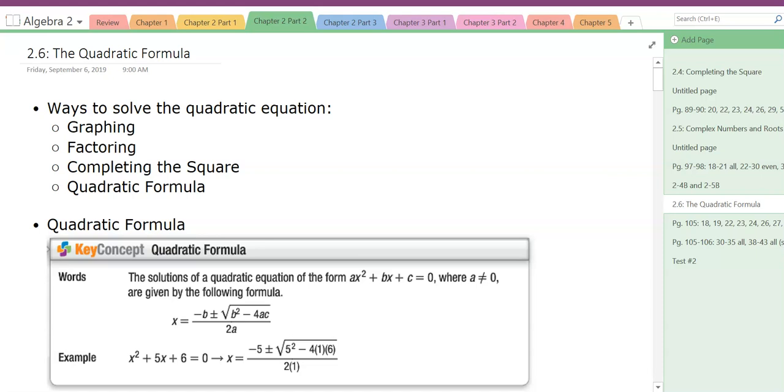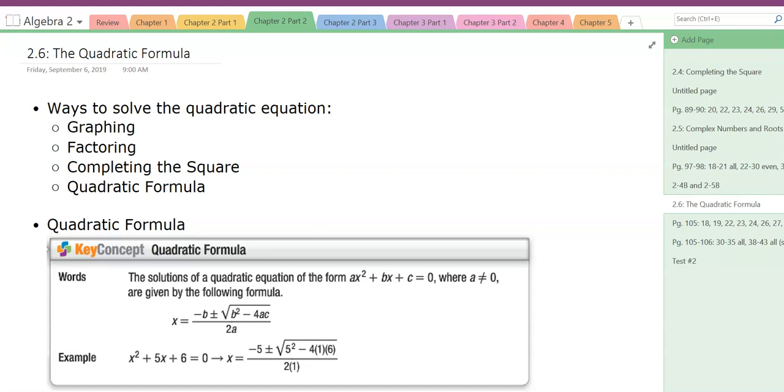So this is going to be the last section of the second half of chapter 2, and we're going to be talking about the quadratic formula. And I mentioned yesterday that the quadratic formula is really nice because it works for any situation. There are some quadratics that it is easier to just factor, or it's easier to use the complete the square method, or sometimes it's easier to graph.